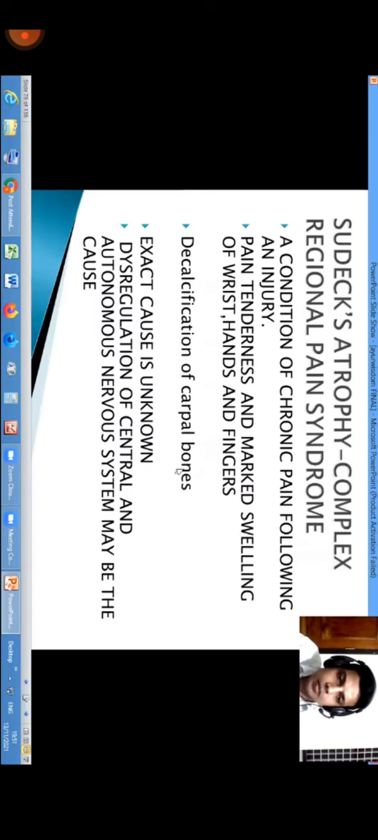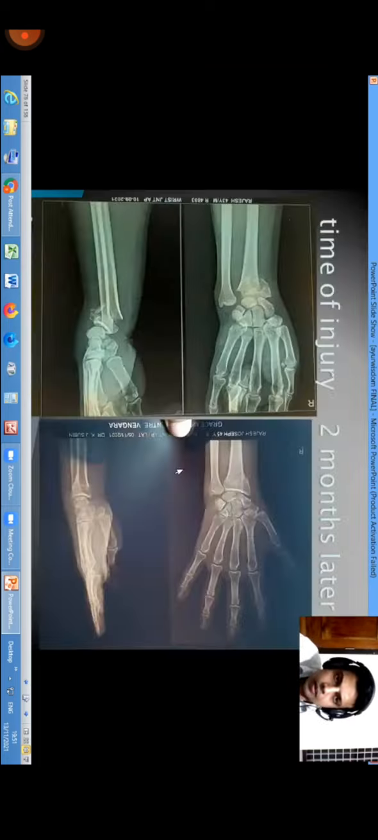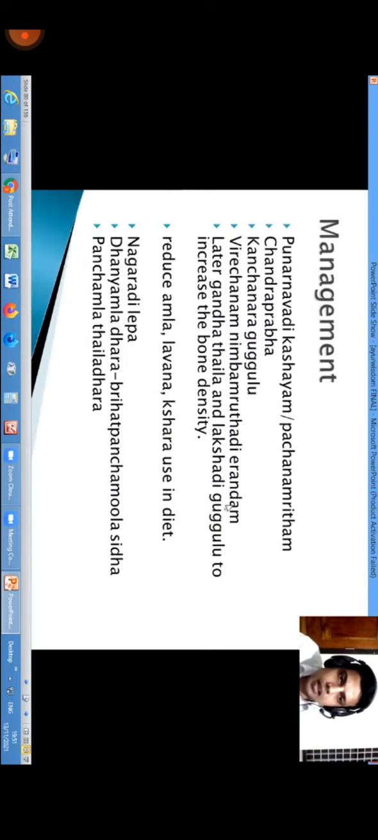Exact cause is unknown, but a dysregulation of central and autonomous nervous system may be the cause. In this X-ray, we can see the decalcification of carpal bones. Then management: Punarnavadi Kashayam or Padanamatan Kashayam initially, then Chandraprabha Guggulu, Kanchanara Guggulu, Virajana with Nimbamra the Arandam is found useful in this case, and later Gandhadaira and Lasha the Guggulu to increase the bone density.